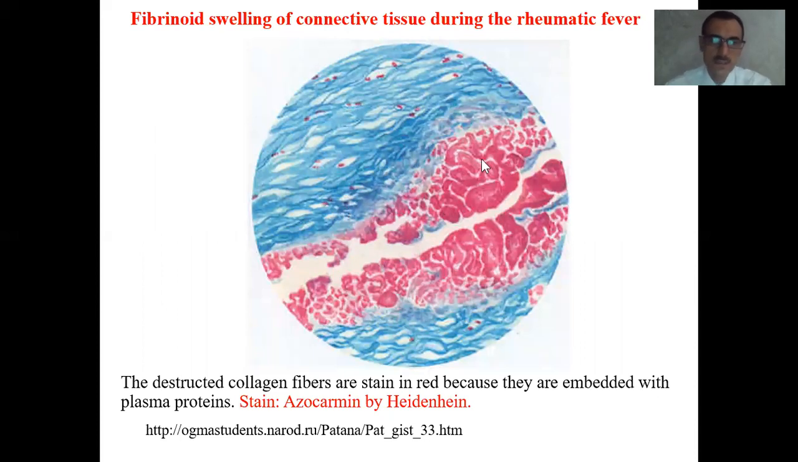These slides illustrate the fibrinoid swelling of connective tissue during rheumatic fever. The destructed collagen fibers are stained red because they are embedded with plasma proteins. Here they are using the azocarmine stain. If you pay attention to other structures, other collagen fibers, here we see the saved normal structures in comparison with the destructed collagen fibers.